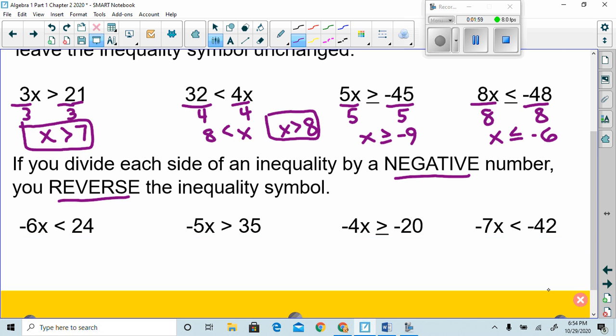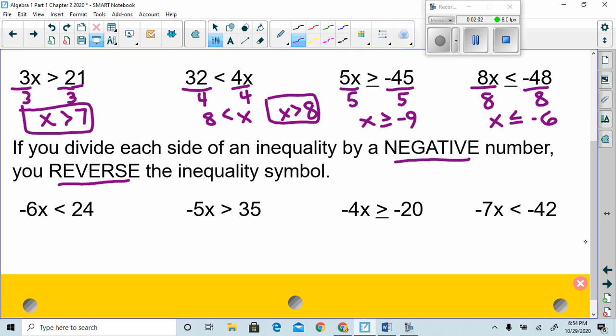Let's see a couple of these. Again, if I'm dividing by a negative number, I have negative 6x is less than 24. I am going to divide by a negative. If the number I'm dividing by is negative, I must reverse the symbol. Negative 5x is greater than 35. I'm going to divide both sides by negative 5. X is now greater than negative 7. If I'm dividing by a negative, I must reverse my symbol.